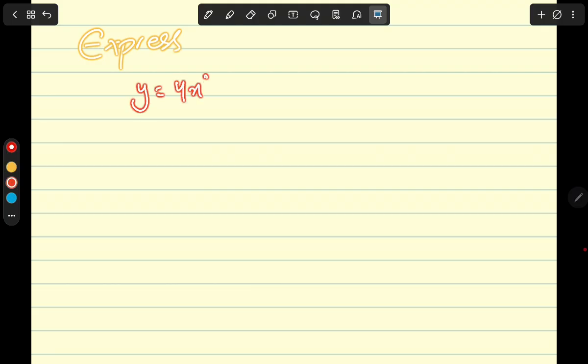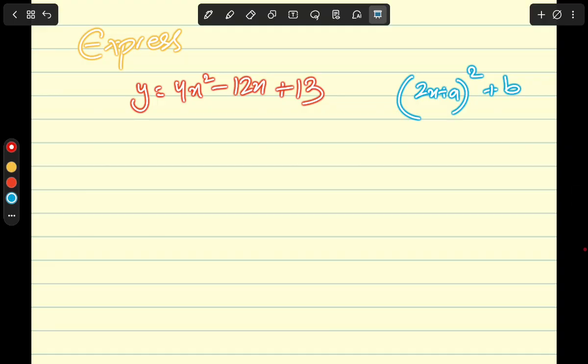So, for example, if the examiner asks you to express y equals 4x squared minus 12x plus 13 in the form (2x plus a) whole squared plus b, and interpret the minimum, then all you need to do is close this bracket.